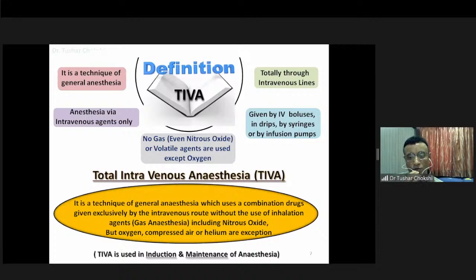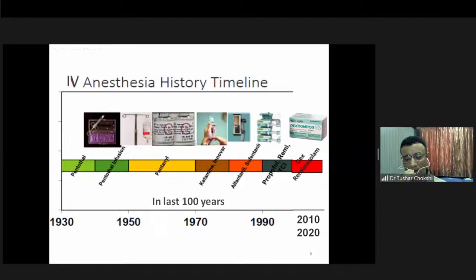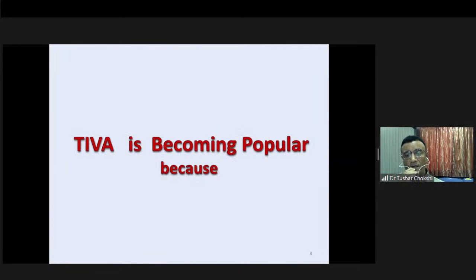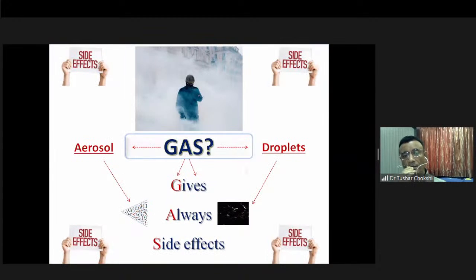So my definition of TIVA: total intravenous anesthesia is a technique of general anesthesia which uses a combination of drugs given exclusively by the intravenous route, without the use of inhalation agents, even gas anesthesia including nitrous oxide. But oxygen, compressed air, or helium are exceptions. And see this word, TIVA is used in induction as well as maintenance of anesthesia. Some schools of thought say that TIVA is only for the maintenance part. It is not like that. TIVA has become popular in the last 2 years in Corona time, because there is a re-emergence of TIVA, because gas always gives rise to side effects.